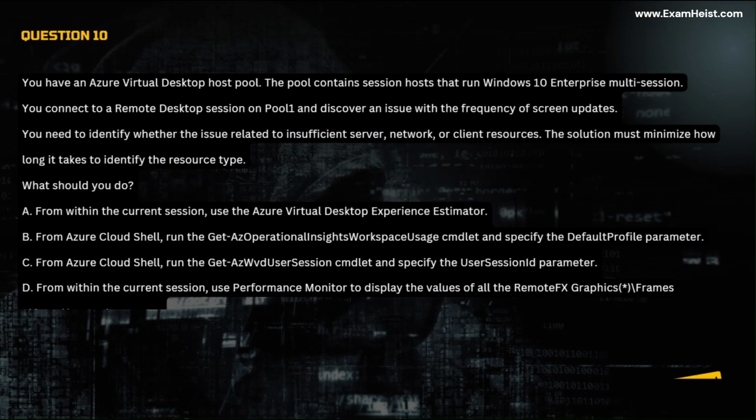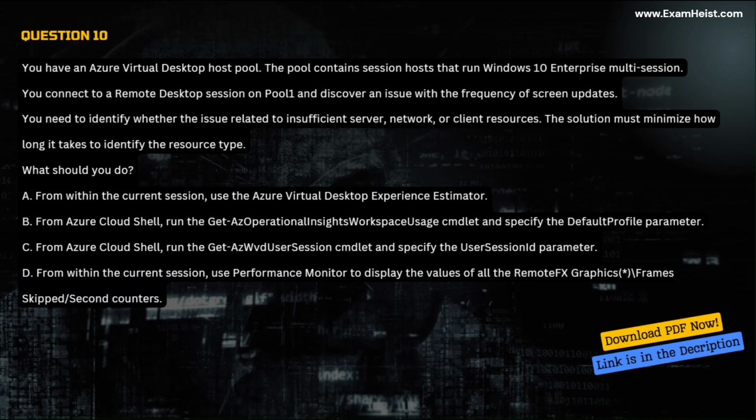Question 10. You have an Azure Virtual Desktop host pool. The pool contains session hosts that run Windows 10 Enterprise multi-session. You connect to a remote desktop session on Pool1 and discover an issue with the frequency of screen updates. You need to identify whether the issue is related to insufficient server, network, or client resources. The solution must minimize how long it takes to identify the resource type. What should you do?